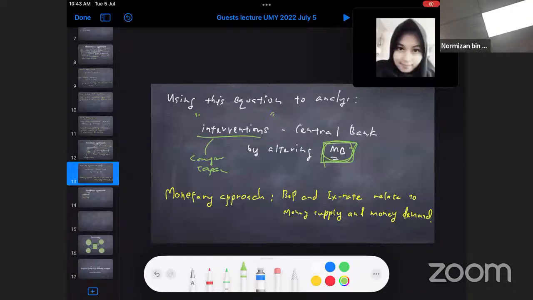Jadi ringkasnya, monetary approach, kaedah monetary ini menceritakan kepada kita money supply and money demand berhubungan dengan balance of payment dan juga exchange rate. Bermakna central bank control money supply and money demand in order to control the exchange rate and balance of payment. Okay. So that is yang ketiga.